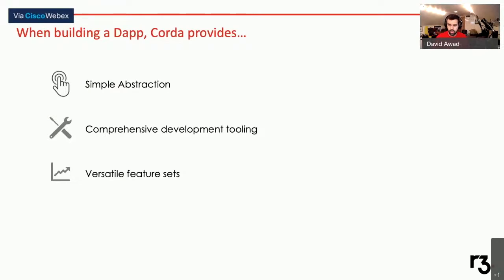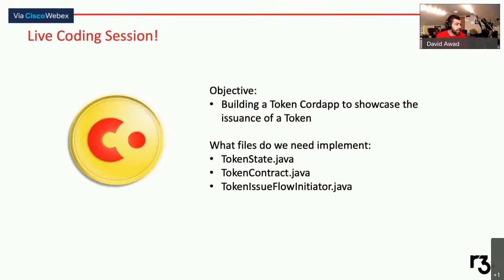So just to bring us into the actual live coding that we're going to do today, assuming I haven't talked enough, we're going to build a CorDapp to showcase the issuance of a token. And we'll talk more about what that means. But long story short, the files we need to implement are TokenState.java, TokenContract.java, and TokenFlowInitiator.java. Don't worry if you don't know what any of those mean yet.